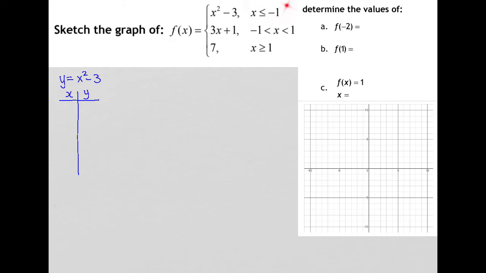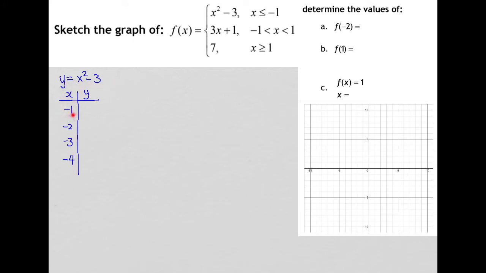The domain given is smaller or equal to -1 for x. That means my first x value I put on the table will be -1. And because smaller than -1, I'm going to use -2 and -3 and -4. Usually, in order for you to graph a parabola, you need to have at least 3 points to make sure your graph is very accurate. And after that, we substitute the x values into the function to find the y values.